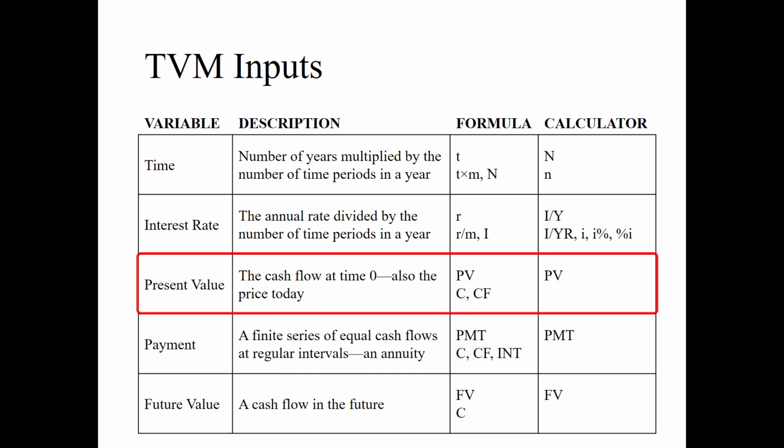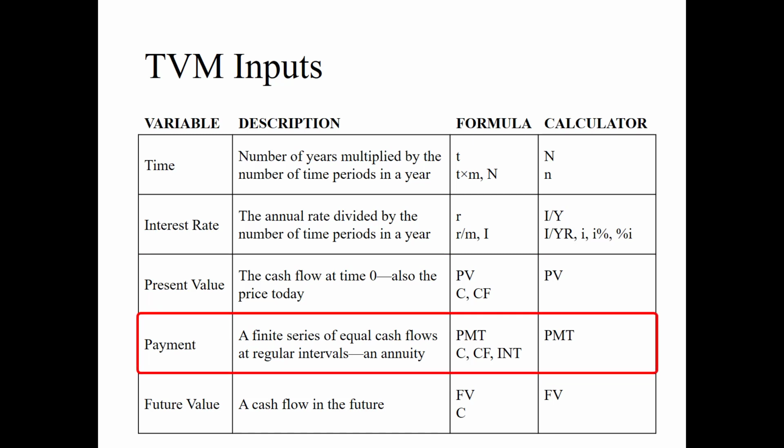The third variable in this table is present value. And again, our present value is going to be the cash flow at time 0. It's the price today. If we ever have to solve for a price in time value of money, we're going to solve for the present value or the value today. It's going to be noted in most cases as PV on both our formula and our calculator. And depending on the context of the problem, it may be listed as a C or CF.